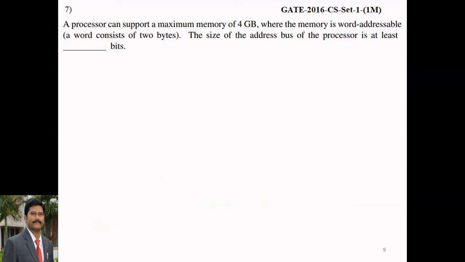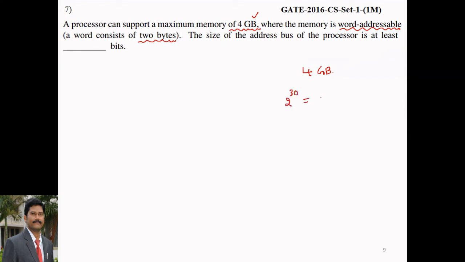This question was asked in GATE 2016. A processor can support a maximum memory of 4 gigabytes, where the memory is word addressable. He has given bytes, but it is word addressable. A word consists of 2 bytes. We need to find the size of the address bus of the processor, at least how many bits. Generally, for 4 gigabytes, how many bits are required?